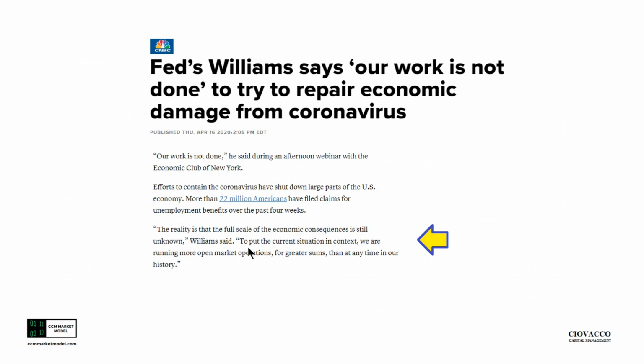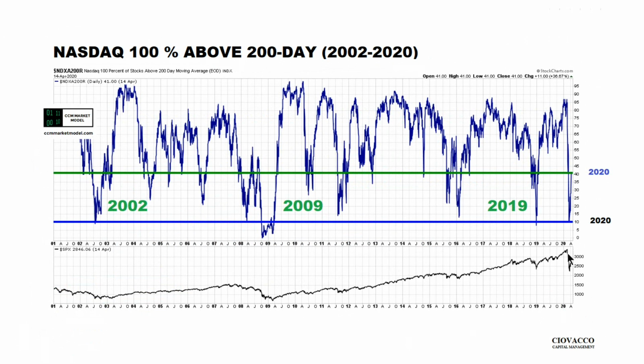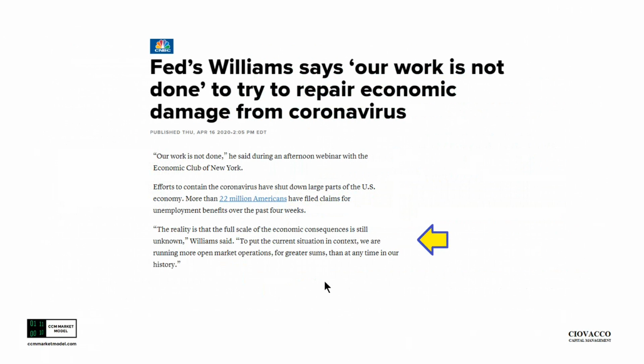Quote, to put the current situation in context, we are running more open market operations for greater sums than at any time in our history. This is the S&P 500. When it's falling in here, we don't know everything that the Fed is going to announce in the coming days and weeks. But maximum flexibility also applies to the Fed. So when the facts in front of us change, we have to reassess the probabilities, and the Fed is a big, big part of that process.